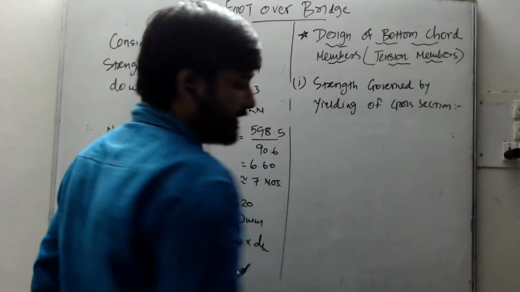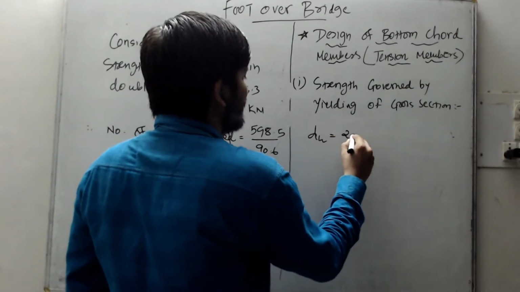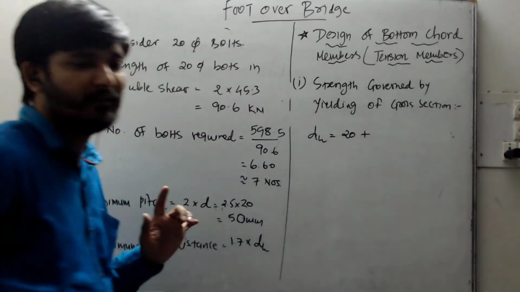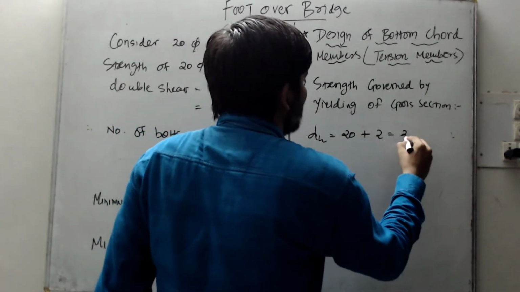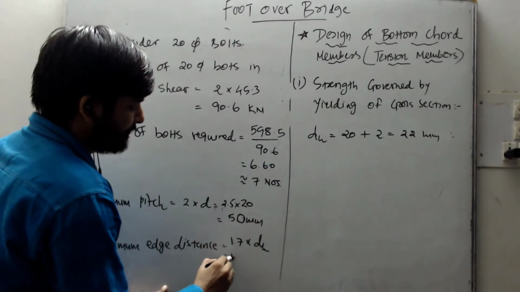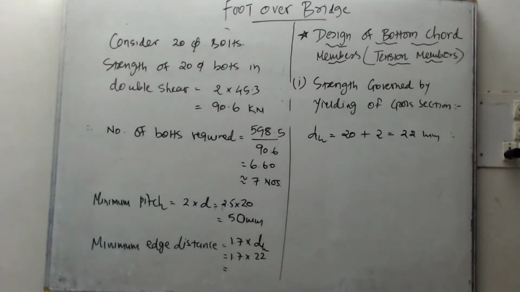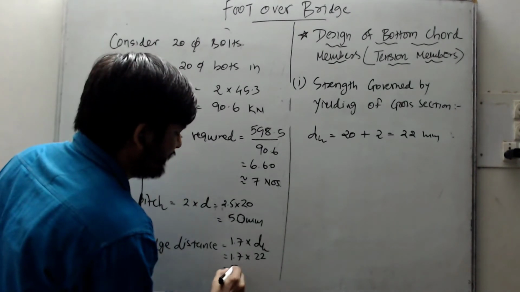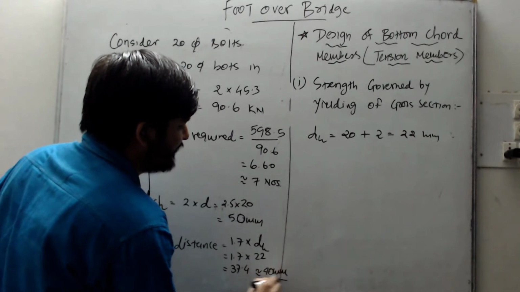So there is a table in IS 800-2007 from which we can find out DH. So DH equal to diameter of bolt plus clearance. For 20 mm diameter bolt, clearance given in the IS code is 2 mm, right? So 2, it becomes 22 mm. So if I put that value here, 1.7 multiplied by 22, I'll get my minimum edge distance as 37.4. So let us say 40 mm is my minimum edge distance.